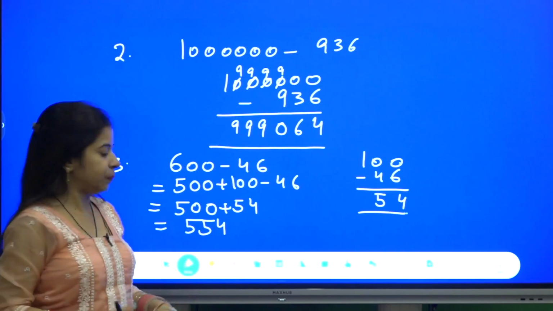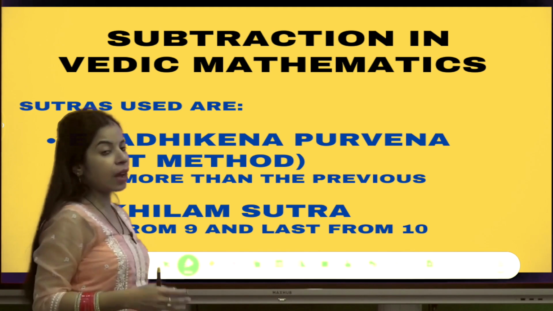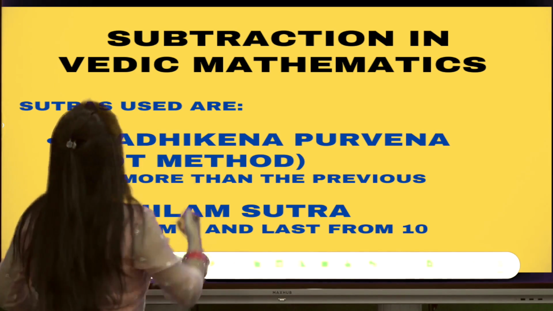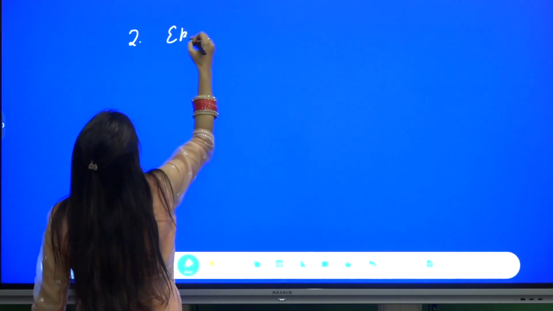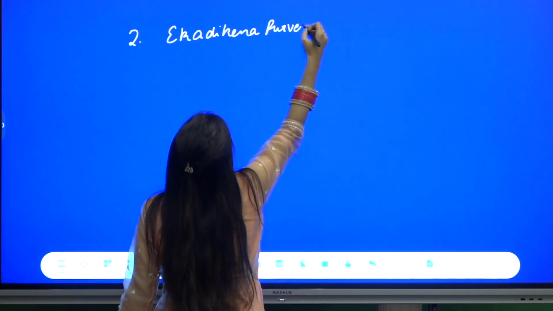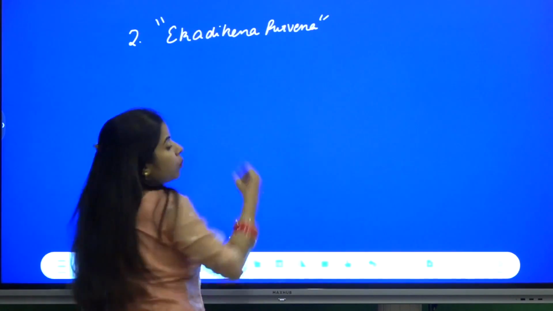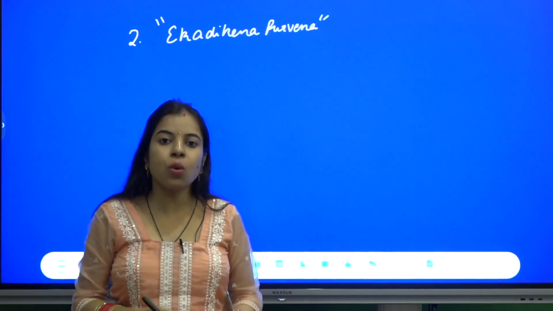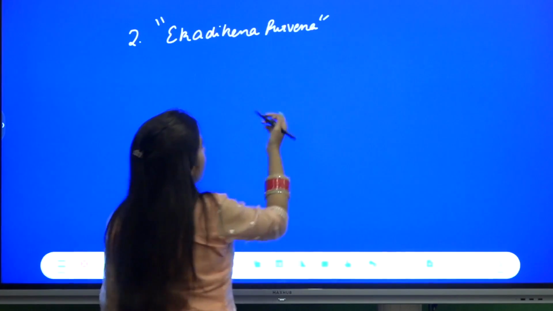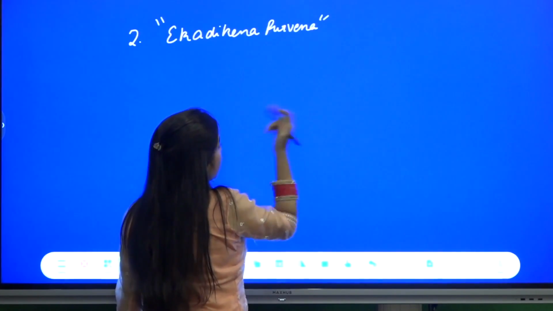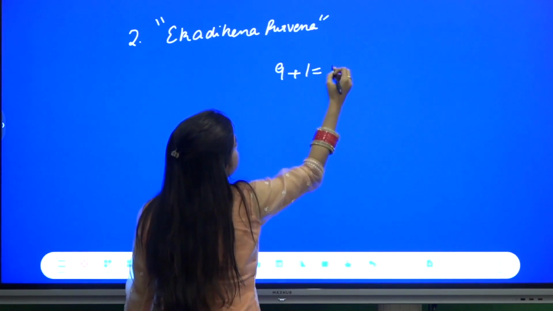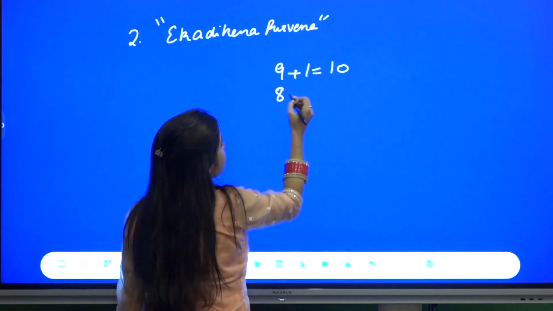Next method that is used in performing subtraction with the help of Vedic mathematics is again Ekadhikena Purvena, which means one more than the previous. And also we are going to follow the best friend method technique. Here what we do is the best friend of 9 is 1, 8 is 2.